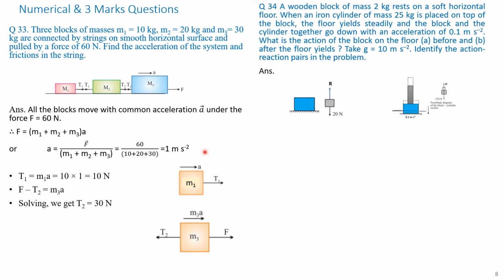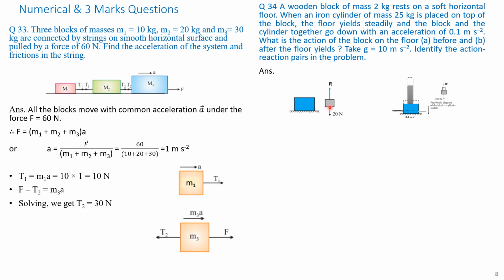Next question. A wooden block of mass 2 kg rests on a soft horizontal floor. When an iron cylinder of mass 25 kg is placed on top of the block, the floor yields steadily and the block and the cylinder go down with an acceleration of 0.1 meters per second square. What is the action of the block on the floor before and after the floor yields? Take g is equal to 10 meters per second square. Identify the action-reaction pairs in the problem.